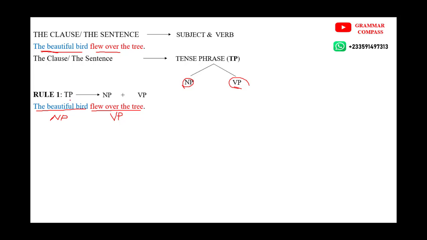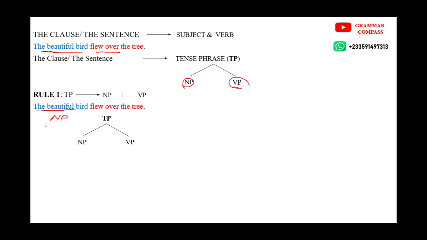Let us draw a tree diagram for this clause. The beautiful bird flew over the tree. This is a tense phrase. It is a sentence. What do you think we should start with? Since it is a sentence, we have to use TP as our starting point. Therefore, this construction here becomes a tense phrase, a sentence, and it consists of a noun phrase, that is the beautiful bird, and also a verb phrase, that is flew over the tree.